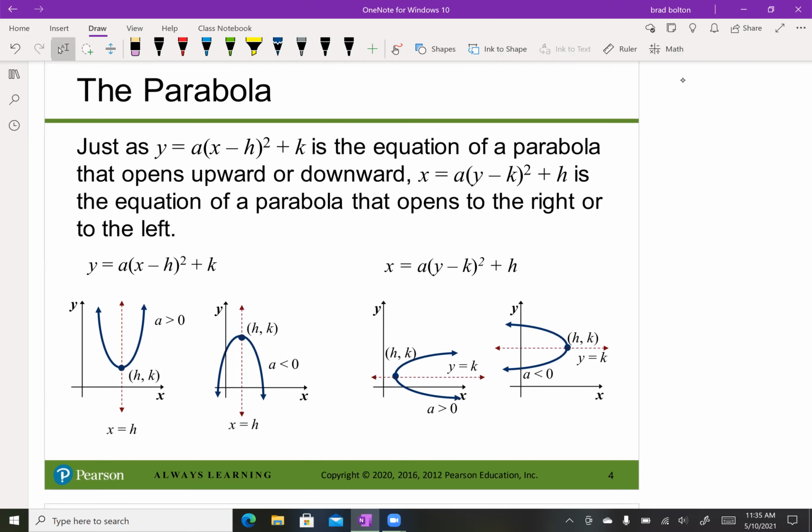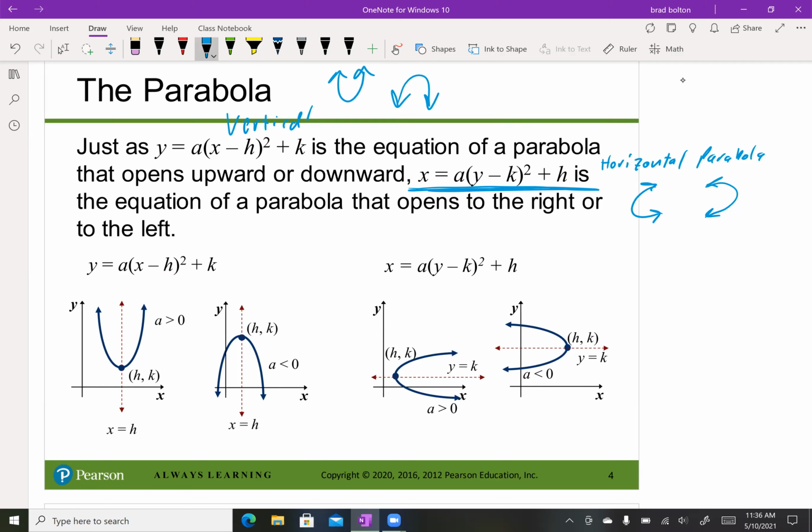The parabola. Just as y equals a times (x minus h) squared plus k is the equation of a parabola that opens upward or downward, x equals a times the quantity (y minus k) squared plus h is the equation of a parabola that opens to the right or to the left. Once again, this is what I call a vertical parabola, meaning you get a parabola like this, or you get a parabola like that. When the y is being squared, you get what I call a horizontal parabola. You'll get a parabola that faces like that, or one that faces that way. So that's the main difference.